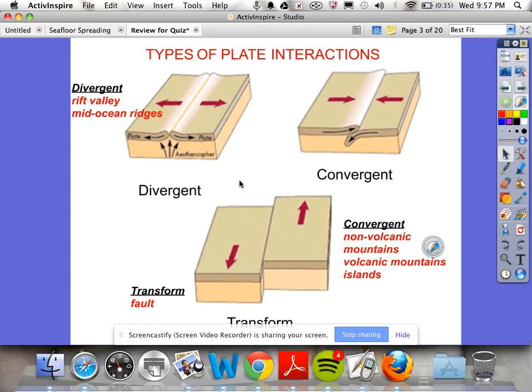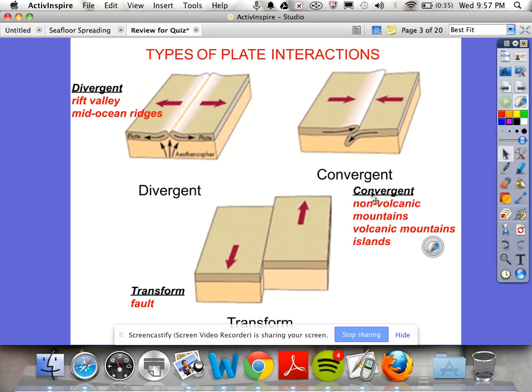There are three types of plate boundary interactions. They are divergent, when the plates are separating, convergent, when the plates are colliding or crashing, and transform is when the plates slide one past each other without vertical movement. When we have these types of plate boundaries, there are different geologic features that are formed. For convergent boundaries, we have non-volcanic mountains, volcanic mountains, and islands. For divergent boundaries, we have rift valleys and mid-ocean ridges. And for a transform boundary, we have faults.